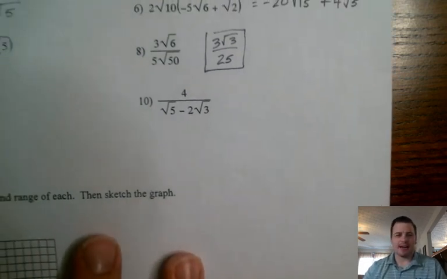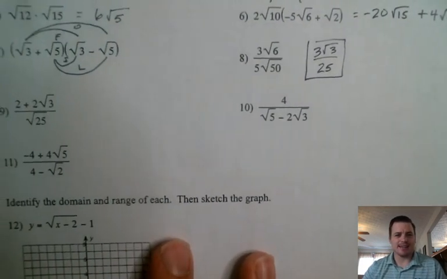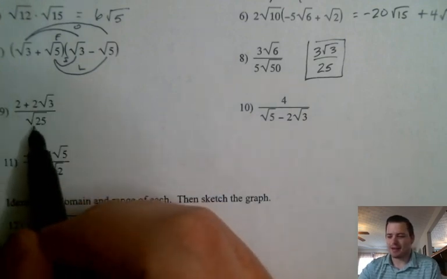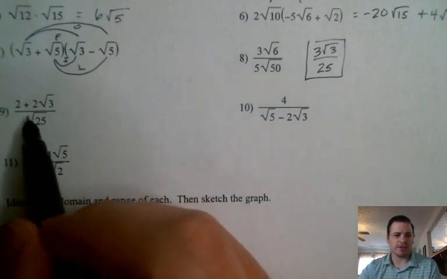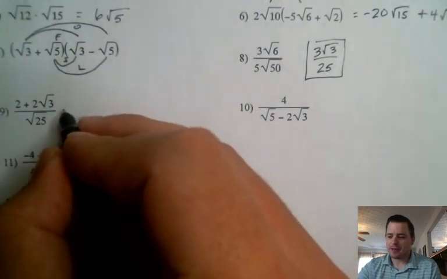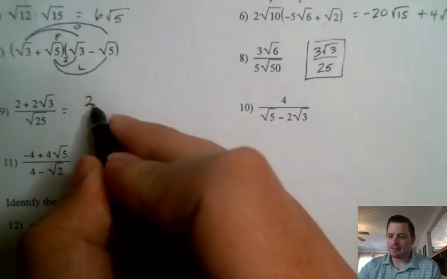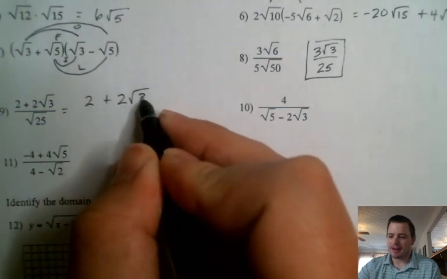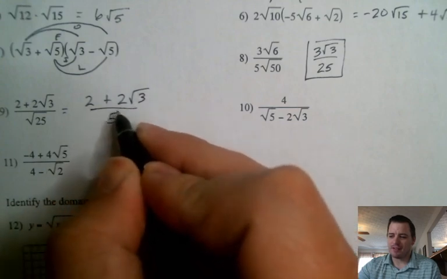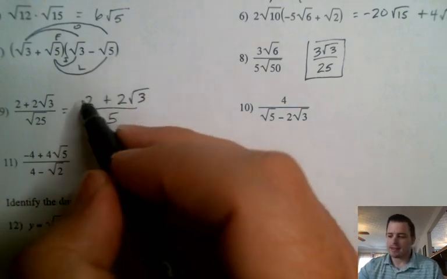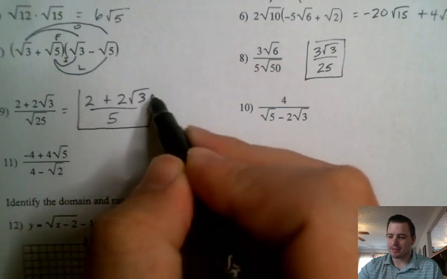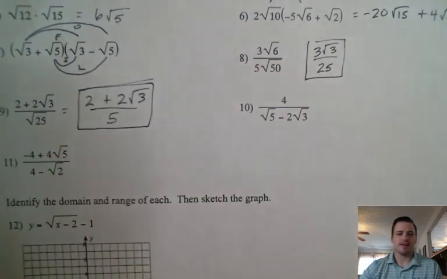Looking at number 9, 9 kind of snuck in there, I guess, because this right here, your issue here is you can't have a radical in the denominator, but technically speaking, you can simplify that denominator to just simply 5. And if you look at the answer key, that is the actual answer there. So number 9 is pretty simple, pretty easy.